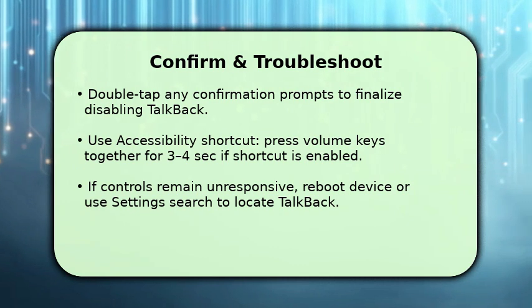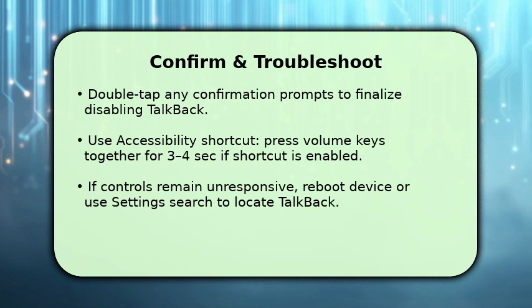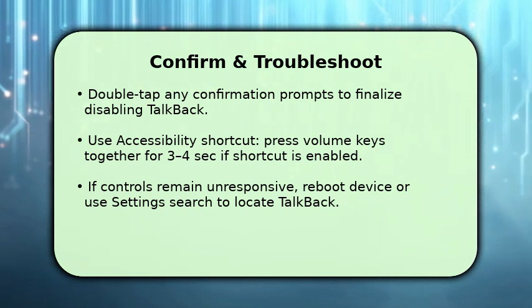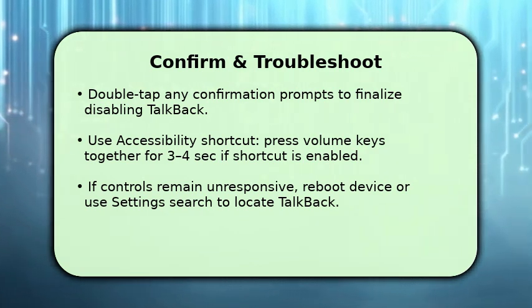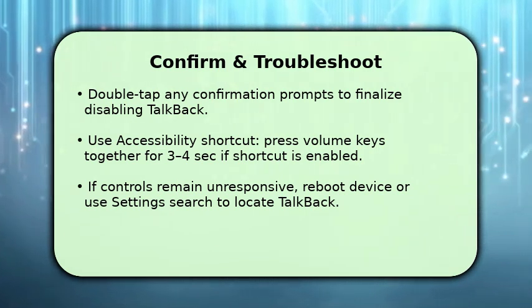If Talkback won't turn off, try the accessibility shortcut by holding both volume keys for 3 to 4 seconds, which toggles the service if enabled. Make sure to reboot the phone as a fallback. Reboot often clears stuck accessibility processes.